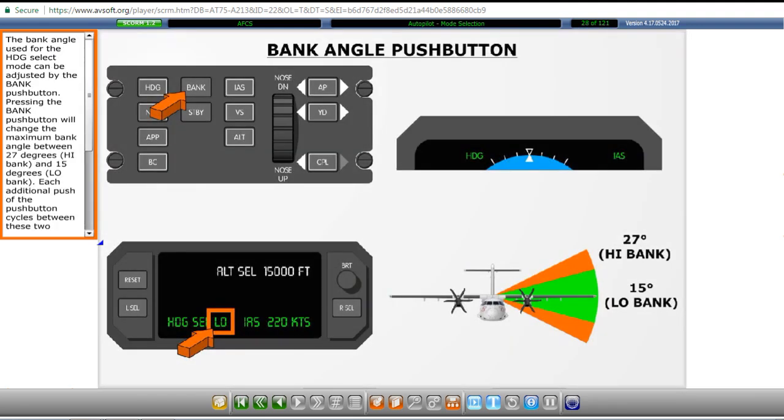The bank angle used for the heading select mode can be adjusted by the bank push button. Pressing the bank push button will change the maximum bank angle between 27 degrees and 15 degrees. Each additional push of the push button cycles between these two values. At initial system power-up, the maximum bank angle is set at 27 degrees.